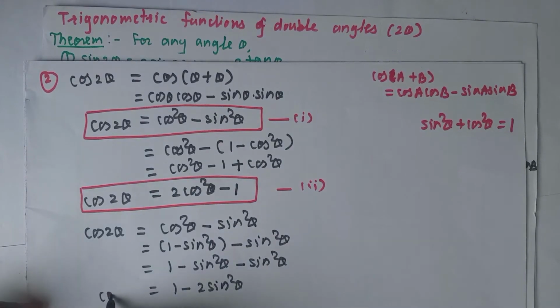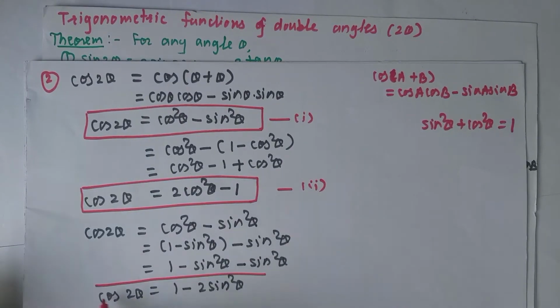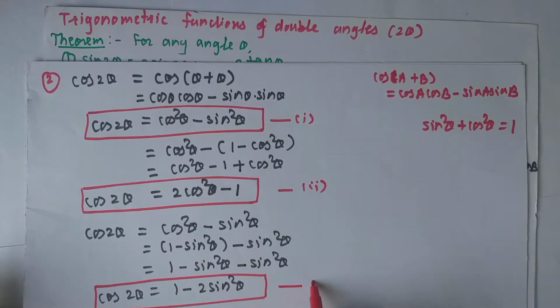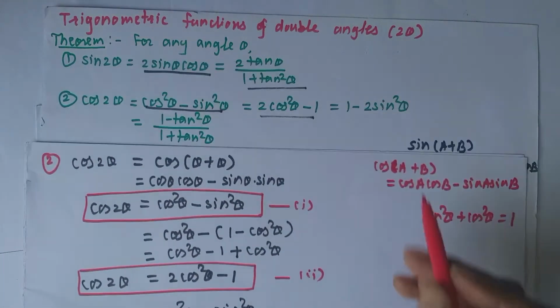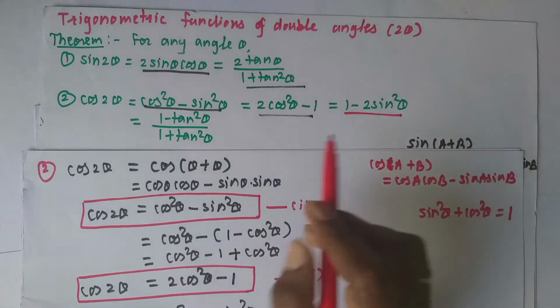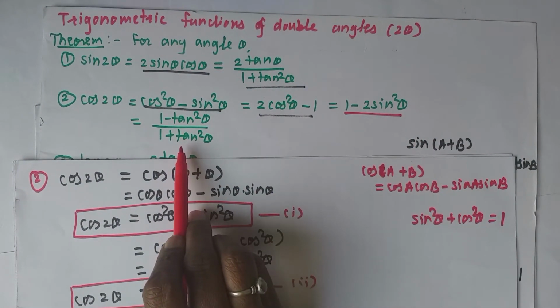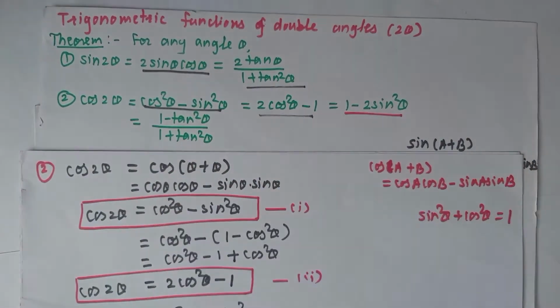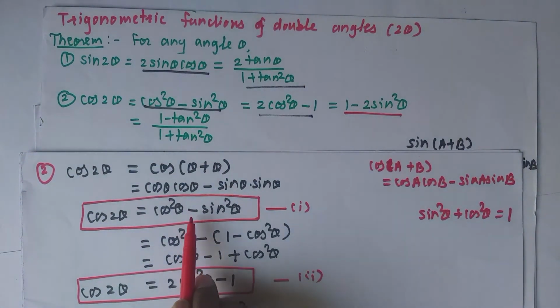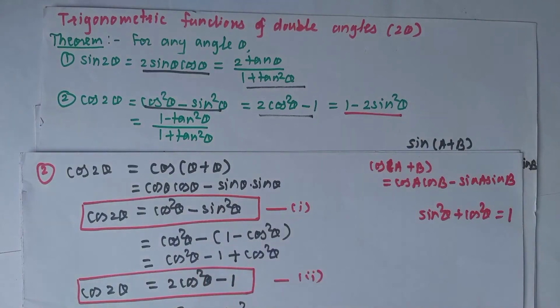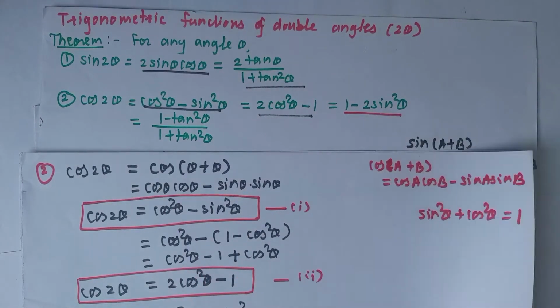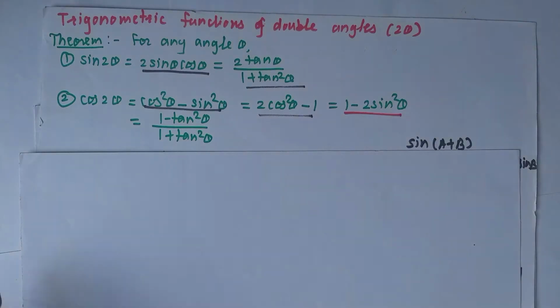In this way, we have got the third formula for cos 2 theta. This is our third formula for cos 2 theta. Okay, and we have proved this. Now we will prove this last, fourth formula. To prove this, again I will write this first result: cos 2 theta is equal to cos square theta minus sin square theta, as it is.